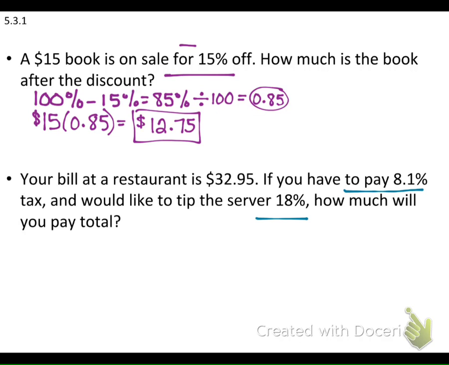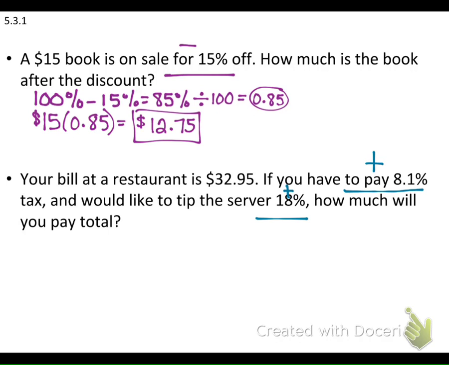Now, if I'm paying tax at 8.1%, is that going to be an increase or decrease? If I have to pay tax? Increase. Then if I'm going to tip my waitress or waiter, that's also going to be an increase. So this particular problem, we're going to have 2 increases. So like, for example, when you guys go to Buffalo Wild Wings, you're going to get your bill. You're also going to get taxed on your bill. And because you have somebody serving you, you also have to tip them. Or you don't have to, but you really should.